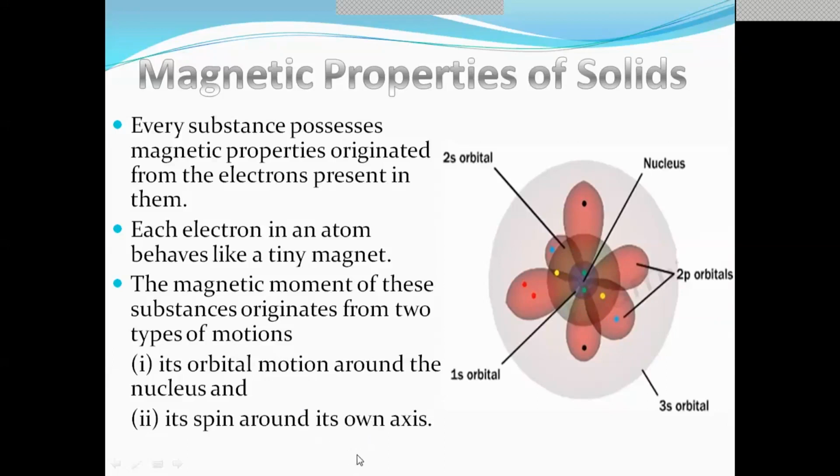So, magnetic properties of solids are due to electrons present in atoms. Each electron present in an atom acts like a tiny magnet, a small magnet. What made it act as a magnet? There are two reasons. The first reason is the electron's orbital motion around the nucleus. The second reason is its spin around its own axis. We know that each electron has two spins: one in clockwise direction and the other in anti-clockwise direction. So every electron present in an atom rotates about its own axis in two different ways, that is, clockwise spin or anti-clockwise spin.